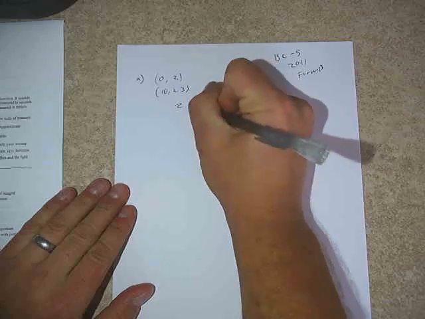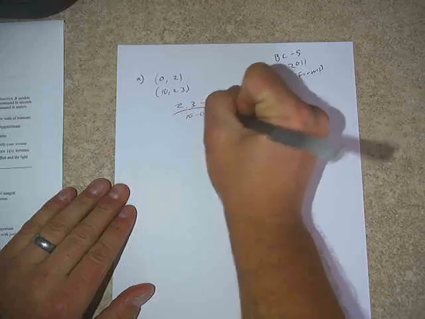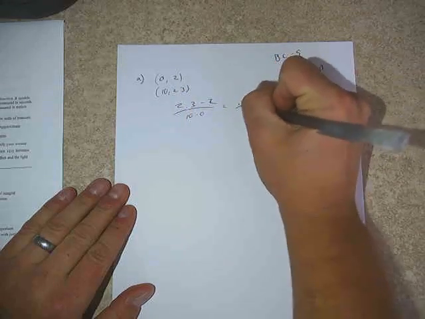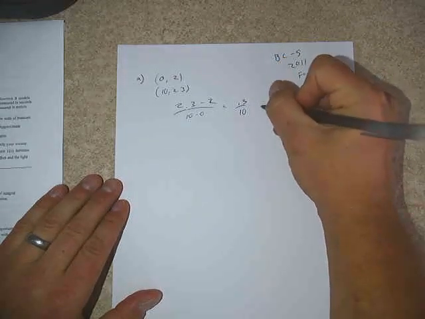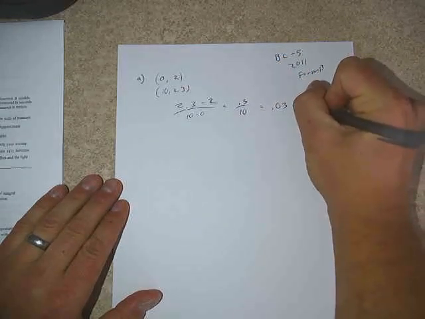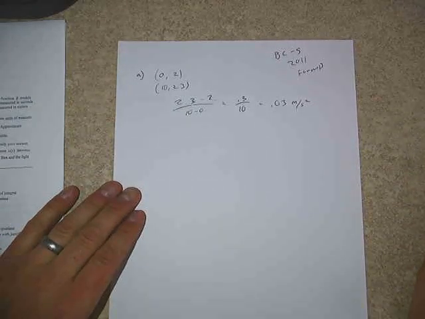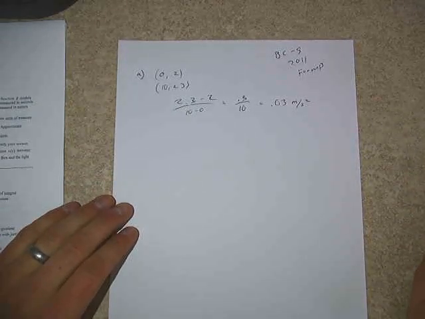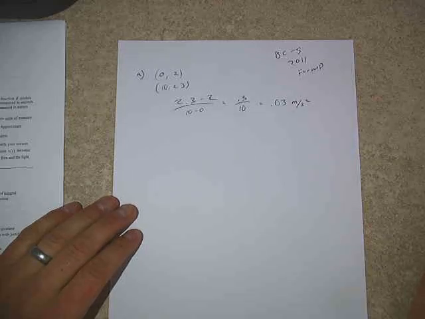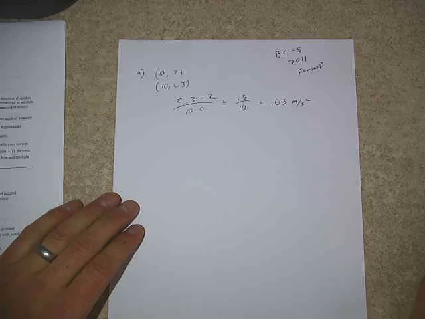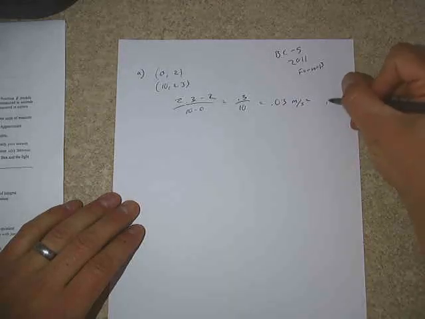So if we do 2.3 minus 2 over 10 minus 0, we get 0.3 on top, 10 on the bottom. So it'll be 0.03 meters per second squared. We're dealing with an acceleration. And ultimately, if you calculated that slope correctly, it should be 1 point. So if you did, give yourself 1 point.